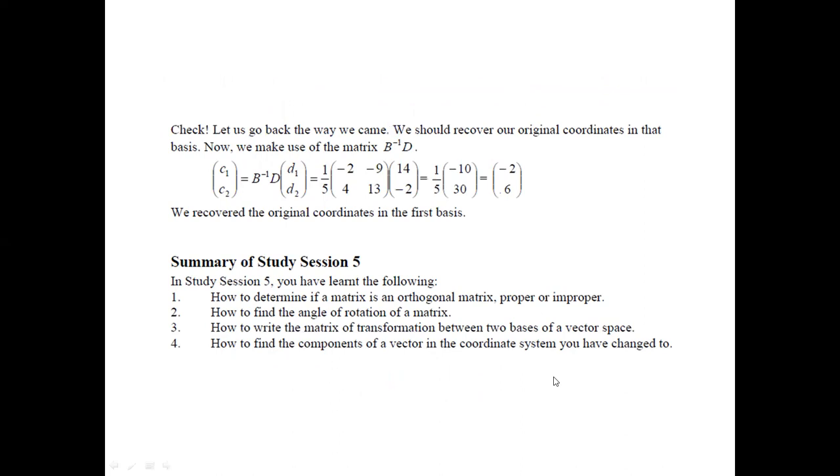We will stop here for now. In the next class, we are going to look at orthogonality and orthonormality.